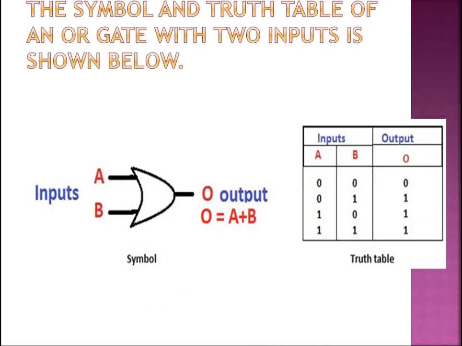Okay, let's see the symbol. It's totally changed from the AND gate. See, again there are two inputs and one output, and mathematically O equals A plus B. Looking at the truth table, there are no inputs, so the output is 0. But if there is at least one input, then the output is 1. One input is 0 but the other is 1, output 1. One input 1, other is 0, output is still 1. And if both the inputs are 1, the output would still be 1.